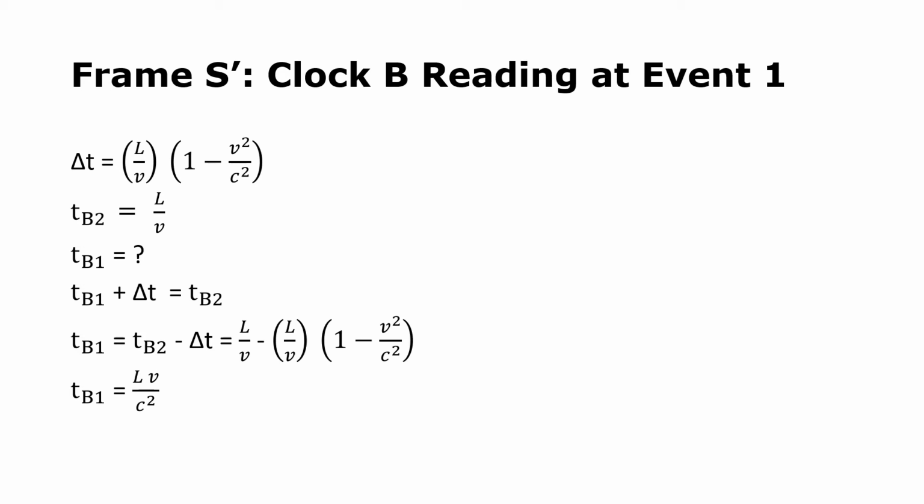Therefore, TB1 plus delta T equals TB2, or TB1 equals TB2 minus delta T. We will put the expressions for TB2 and delta T, and after simplification we find TB1 equals LV divided by C square. That is, the reading in clock B as read by frame S prime is LV by C square at event 1.